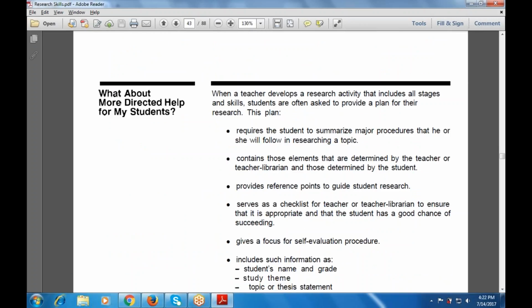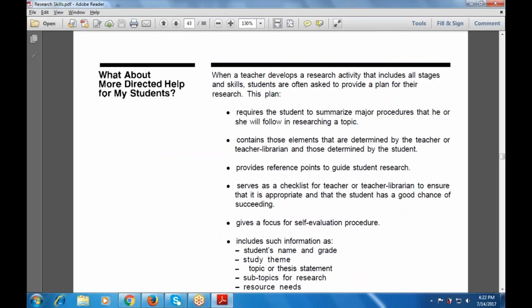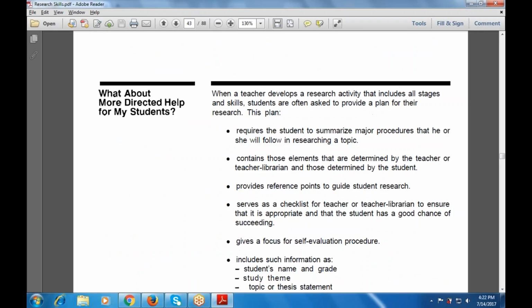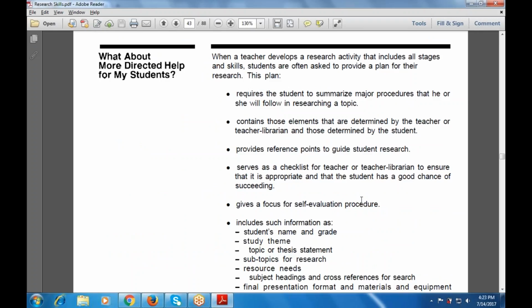So what about more directed help for my students? When a teacher develops a research activity that includes all stages, students are often asked to provide a plan for their research. Now, what is the content of that plan? First is require the student to summarize the major procedures that he or she will follow in researching a topic. What are the various procedures and feedback forms that he or she will follow in researching a topic?